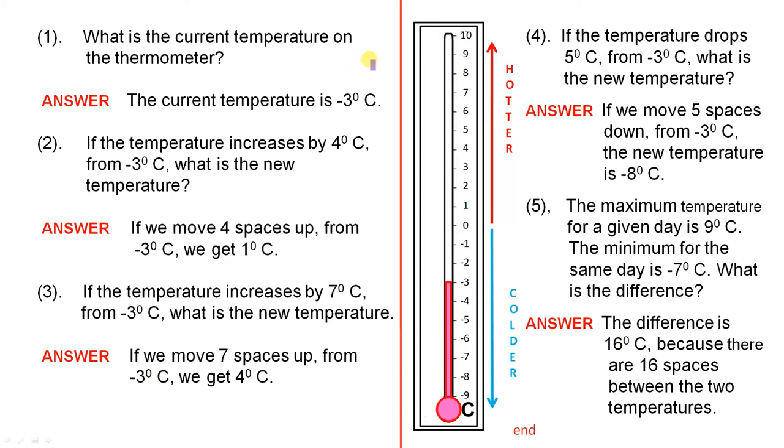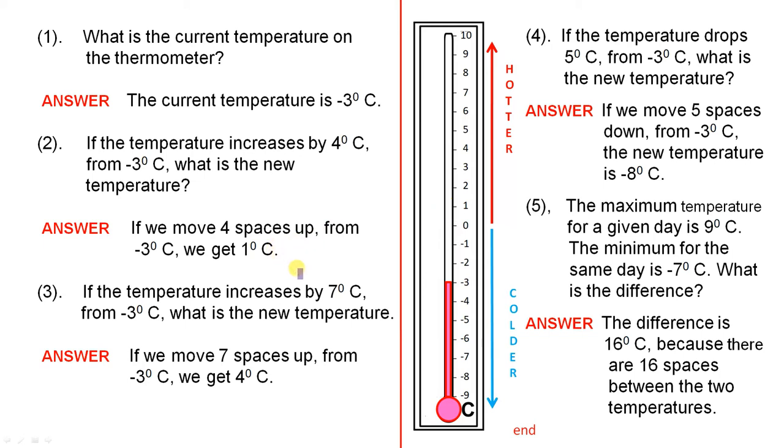What is the current temperature on the thermometer? So if we look at where the liquid is, the current temperature is minus 3 degrees Celsius. If the temperature increases by 4 degrees Celsius from minus 3 degrees Celsius, what is the new temperature? So there's the current temperature now, and it increases by 4 degrees. So for the answer, if we move 4 spaces up from minus 3 degrees Celsius, we get 1 degree Celsius. So we're here, so we go 1 space, 2 spaces, 3 spaces, 4 spaces, and that's why we get 1 degree Celsius.